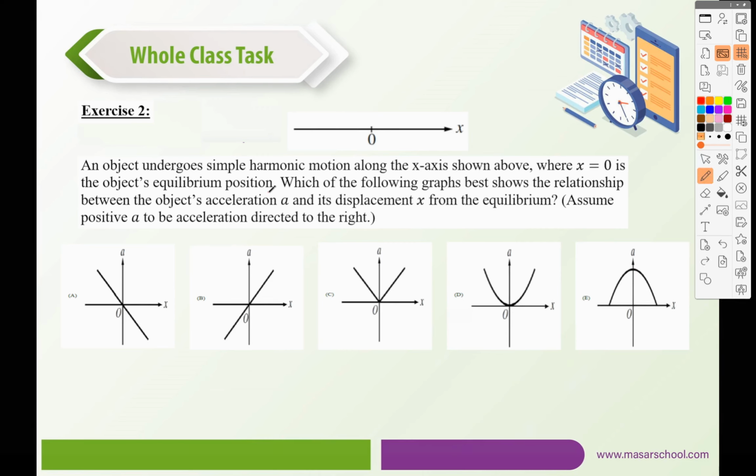Now an object undergoes simple harmonic motion along the x-axis shown above, where x is 0 is the object's equilibrium position. Which of the following graphs best shows the relationship between the object's acceleration a and its displacement x from the equilibrium? Assume positive a to be acceleration directed to the right. So remember that from the differential equation we have minus kx is equal to ma, which means that a is given by minus k over m times x. Then if we're plotting a versus x, the shape of the curve would be a straight line with a negative slope, which means A is the correct answer.